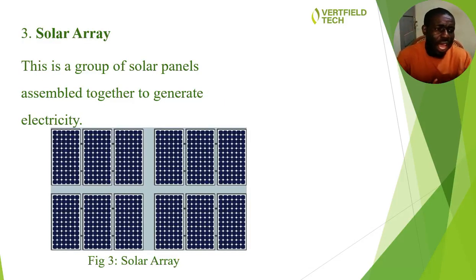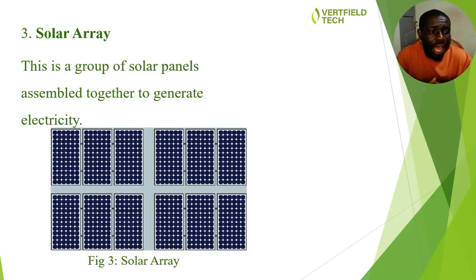So we have the other term, the one we call the solar array. Just as you have it for the solar cell and the solar panel, the solar array is an assembly of various solar panels. That is to say, when you assemble your solar panels in series, parallel, or series parallel, that is what makes up your solar array. So a group of solar panels would help you to get what you call your solar array.